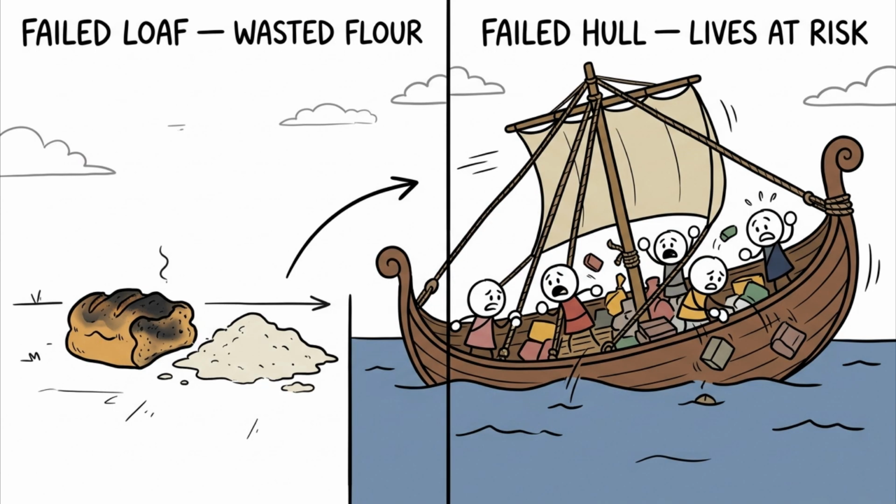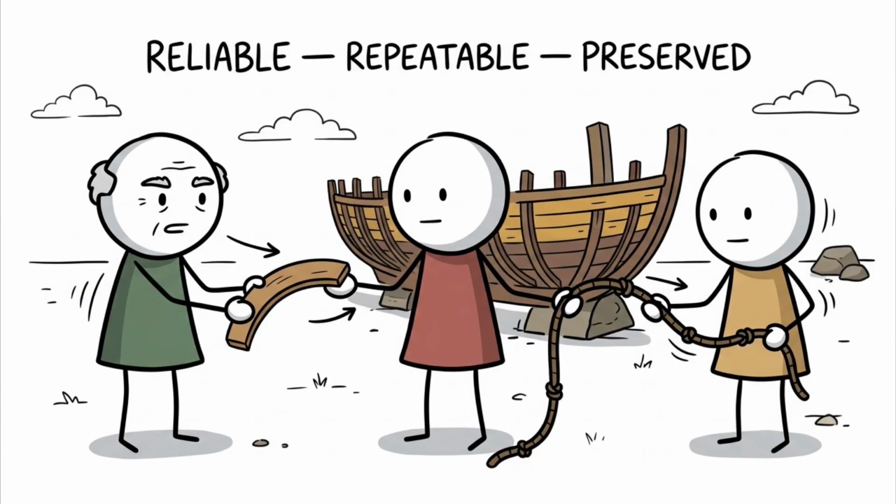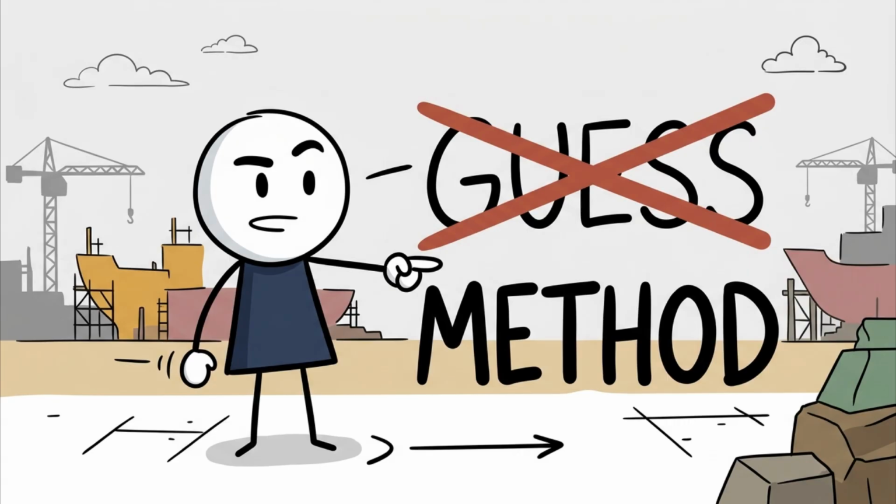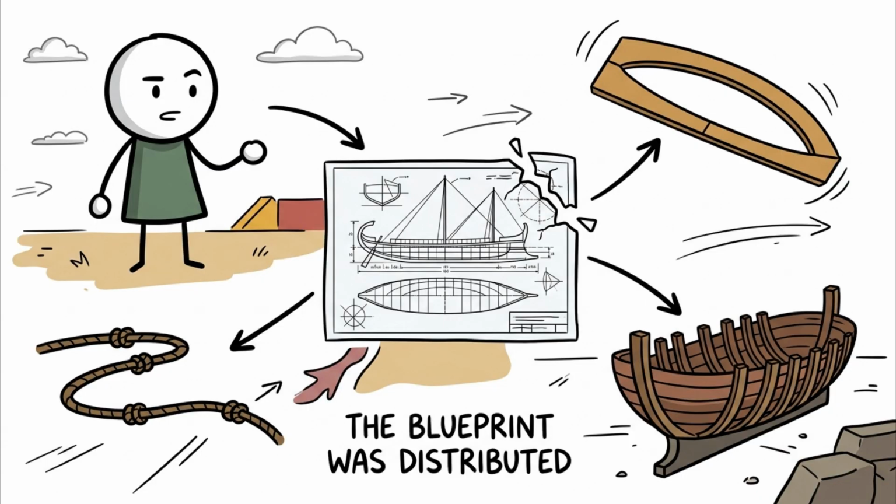A failed loaf wastes flour. A failed hull can sink people and cargo. So the knowledge had to be reliable, repeatable, and preserved across generations. It was not vague instinct. It was a disciplined, technical tradition. The blueprint was not missing. It was distributed across people, objects, and actions.